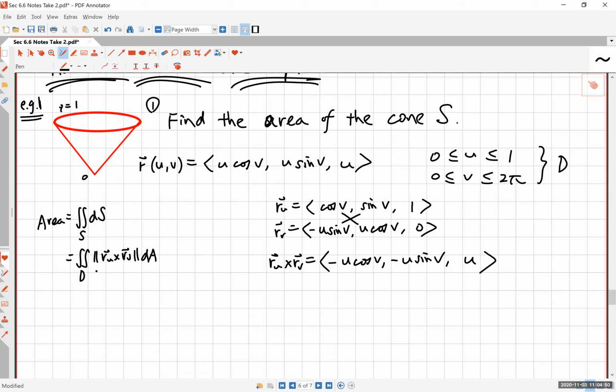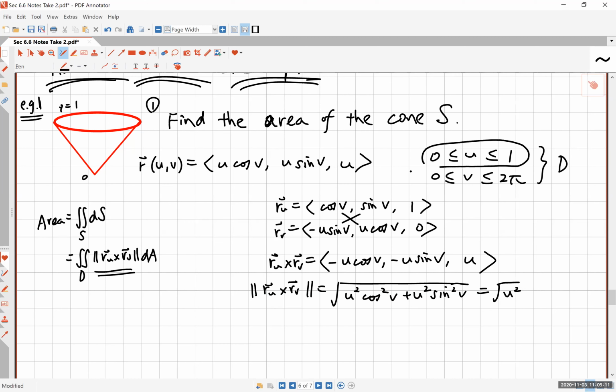And so for the area, you need the absolute value or the norm of it. And so you can go ahead and calculate this. This is u squared cosine squared v plus u squared sine squared v. You've seen this many times. It's a square root of u squared. So this will be plus or minus u, except u is always non-negative in our domain. So this can be just written as u, okay?